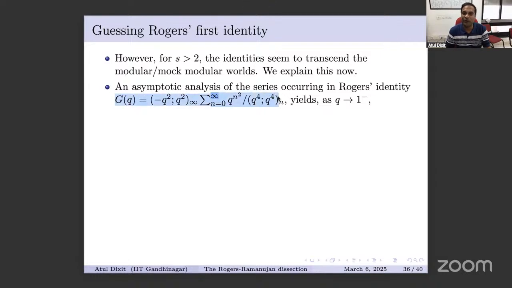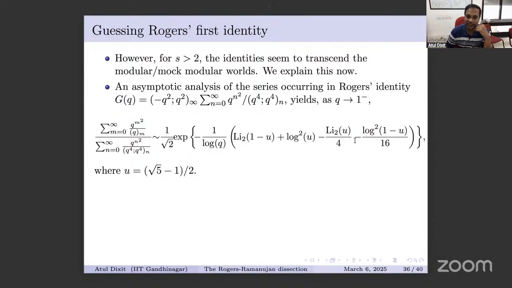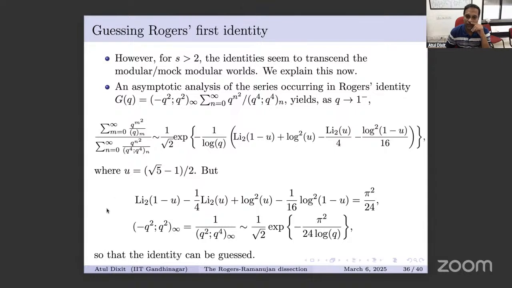How does one prove, or one empirically prove, Rogers' identity? So let me take G of Q and divide it by this series and look at the asymptotic behavior as Q tends to 1 minus, using that result of Ramanujan involving dilogarithms. So if I just take the quotient, this is what I'm going to get, where U is (√5 minus 1) upon 2. But there exists an identity for dilogarithms. This exact thing in here becomes pi square by 24.